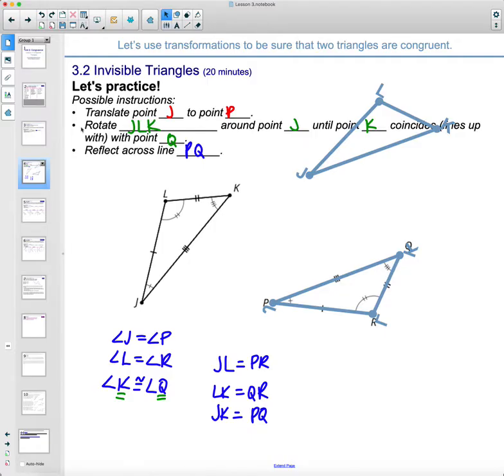Now, not everyone is going to take all three. Some might just take one. Maybe they're going to take two. It just depends. So if you're the one giving instructions, watch as your partner moves the tracing paper over to see if your instructions have landed one triangle exactly on top of the other, or if you need to keep saying more transformations. So once you've done that, or pause the video, and then once you've done that, you can come back and I'll talk through each of those.